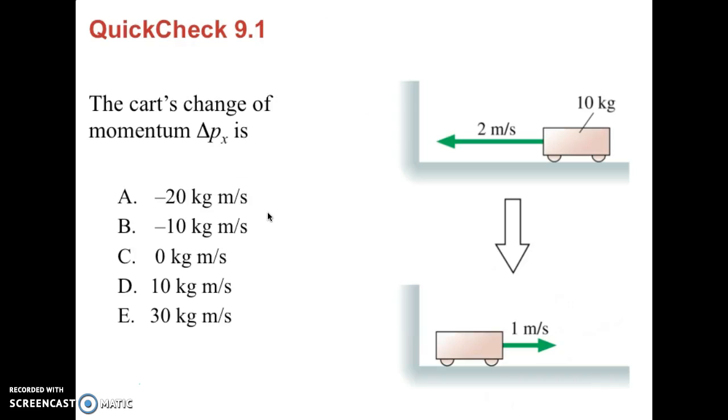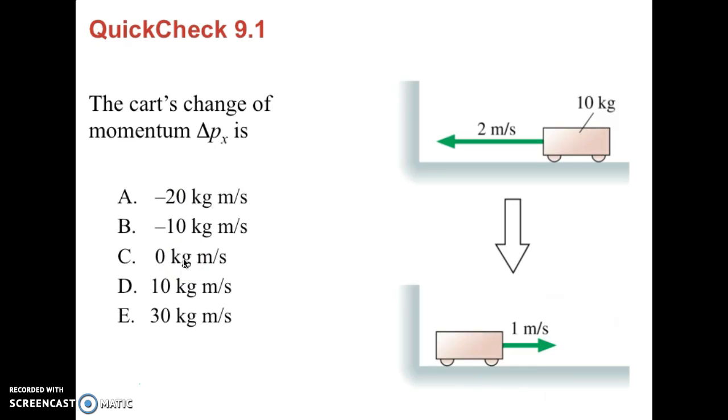All right, so the change in momentum, delta P. Take a minute, look at this quick check, and make sure that you pay attention to the direction that the velocity arrows are indicating the object is moving in initially and finally, and then take a moment for this quick check.